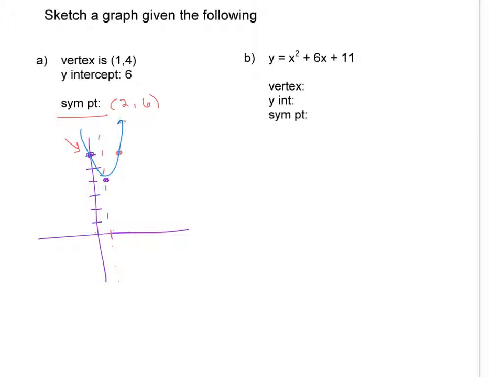And there we have my sketch. Now if you take a look at B, this is why we do vertex form, this is why we complete the square. I'm going to complete the square here. Oopsie.